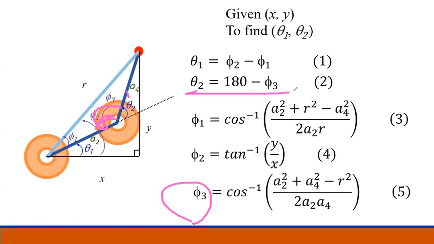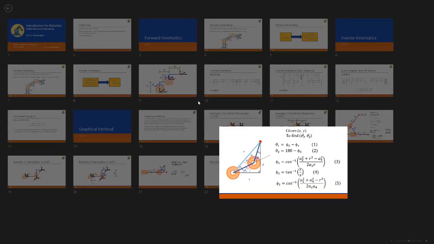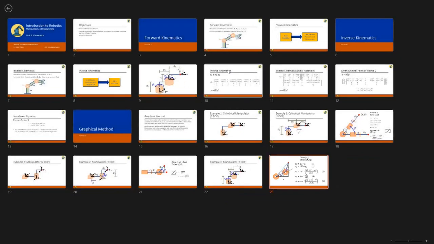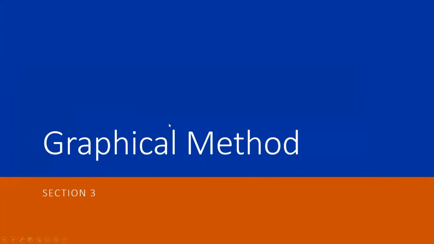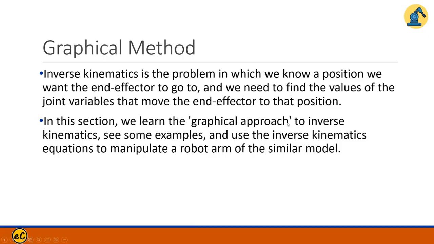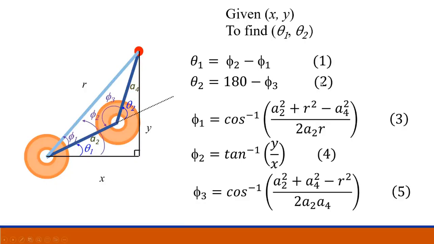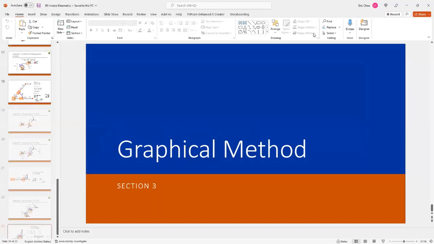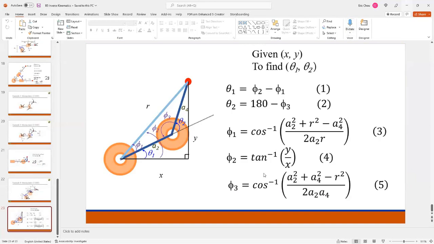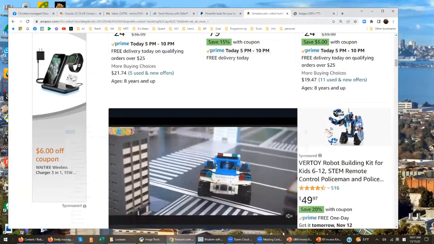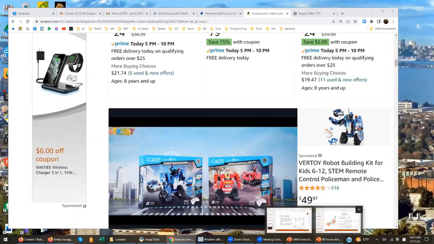I think so. So the whole thing about the graphical method is you need to set up your graphical model first. And then assign the variables and try to solve for the missing variables. That will help you to find your inverse kinematics. These are the easier 2 or 3 degree of freedom ones.